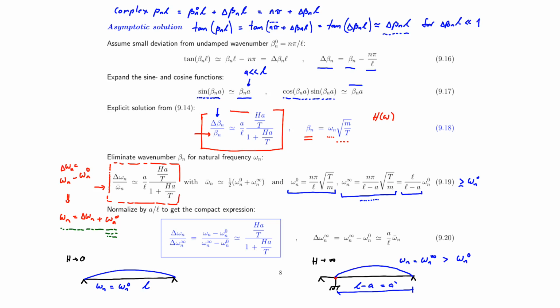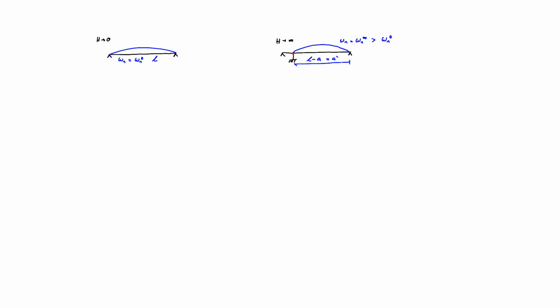Now, what if we use a mean value of these two limiting natural frequencies as our omega n bar? And we plug that into this expression here. Then we can rewrite our solution in 9.19 so that we get this extremely compact expression in 9.20. Let us have a look at how we can utilize this omega n infinity to get an even more compact expression for the complex natural frequency.